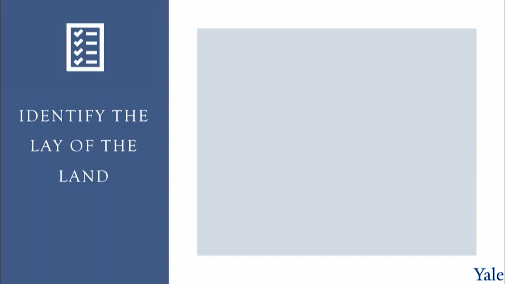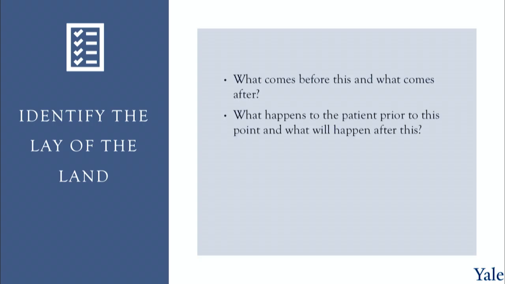You need to identify the lay of the land. So what comes before this and what comes after this process, or after what we're doing? If we're writing software to guide prostate biopsy, what comes before is the radiology images and the specifications of the lesions. What comes after is that the report of the biopsy goes to a tumor board, which will then discuss what the next step in the process is. Does this patient need radiotherapy? Do they need surgery? Do they need surveillance, left alone for a year and come back for a new biopsy? What happens to the patient prior to this point and what will happen after this?